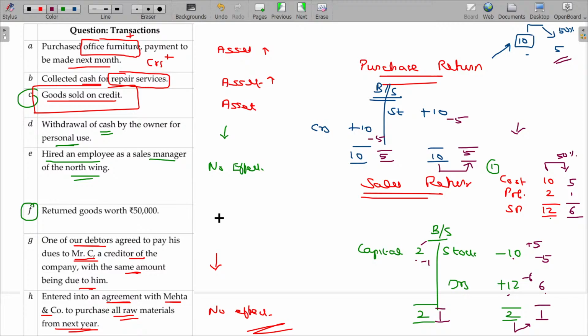In case of purchase return, now I am going to give the summary. In case of purchase return, what could be the impact on assets? Decrease. In case of sales return, what could be the impact on assets? Also decreases. From 2 to 1, there is a decrease. In case of purchase return, again it is 10 to 5. Also in total, it is decreasing. Whether it is sales return or purchase return, in both cases total asset value will be decreasing. Is that clear? Hope now you'll be able to understand the logic of the impact on assets and liabilities due to the transactions. Clear?